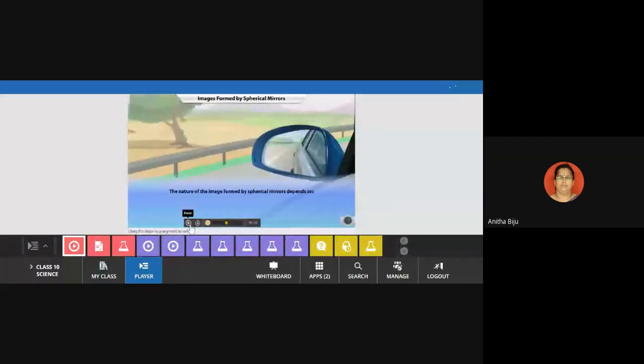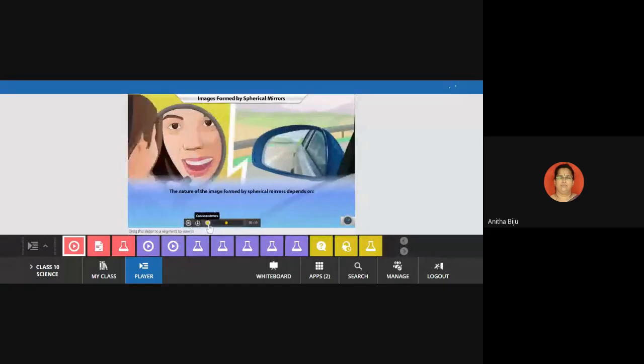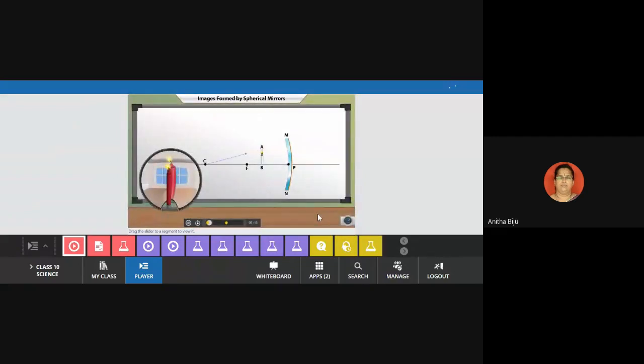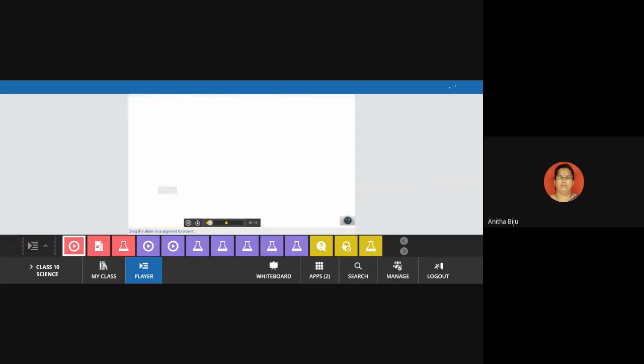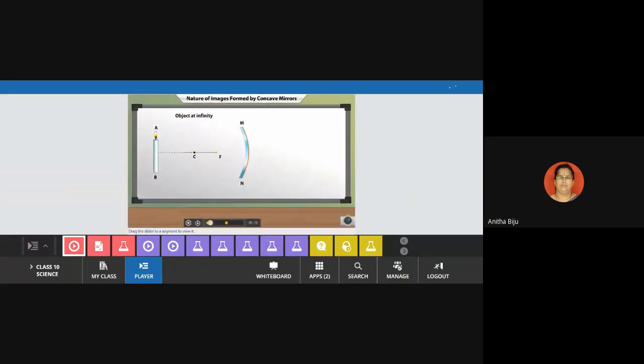The nature, position, and size of images formed by spherical mirrors depend on the position of the object and on whether the mirror is a concave or a convex mirror. The image reflected by a concave mirror is located at the point where at least two reflected rays intersect. When the object is at infinity, the rays reaching the concave mirror... This is the first case we have discussed.